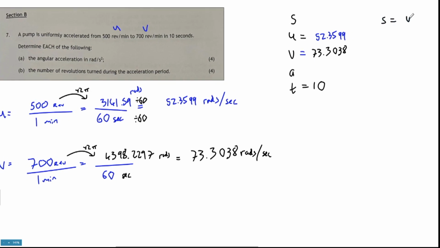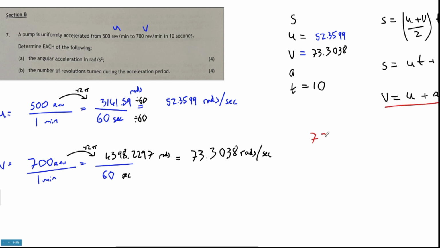S is equal to U plus V over 2 times T, I think. And then also S is equal to UT plus half AT squared. And then one more, which is V is equal to U plus AT. And we're trying to find acceleration, which is fine. Angular acceleration will be exactly the same as this, just different symbols. We don't have our S, so we have to use the V equals U plus AT. So we're going to use this one right here.